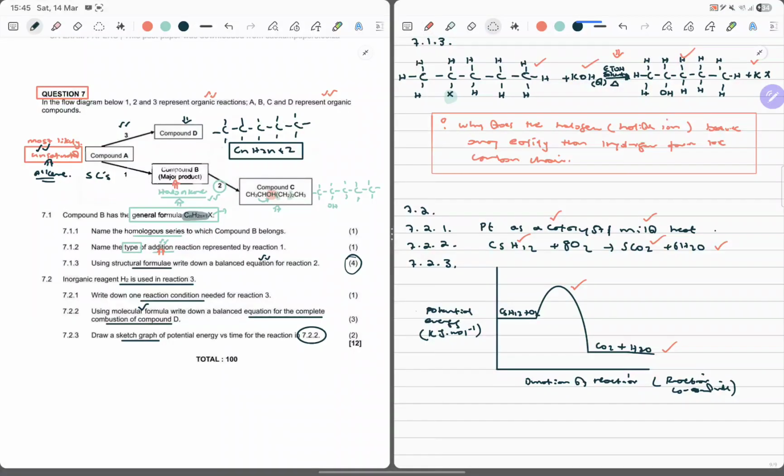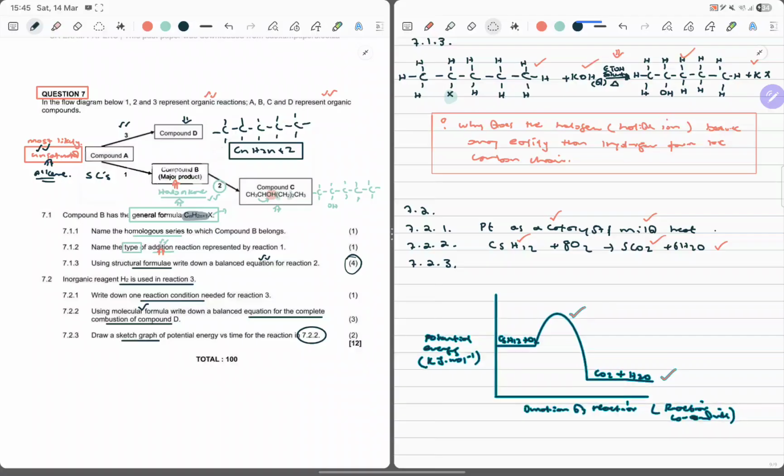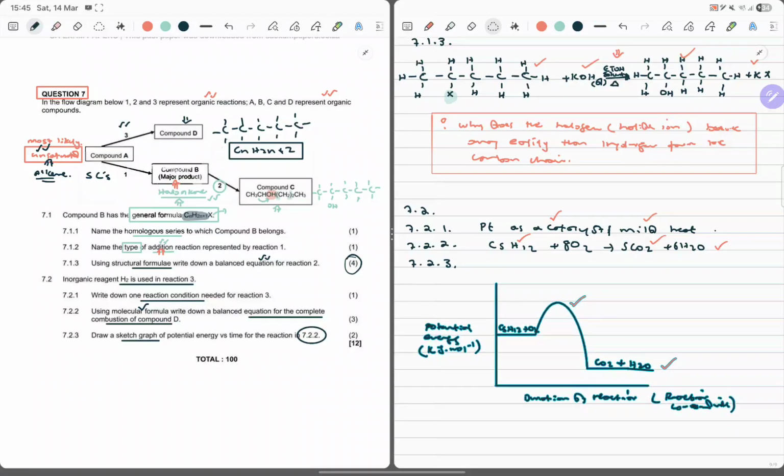But remember, guys, if you draw any graph, it must have a label. So refrain from just drawing without labelling. Just say this is potential energy versus time. What did they say again? Potential energy versus time for the reaction graph.